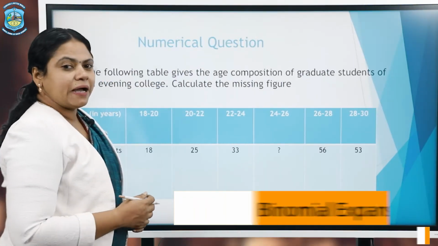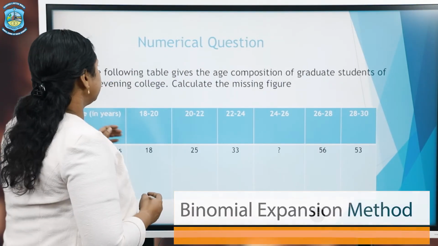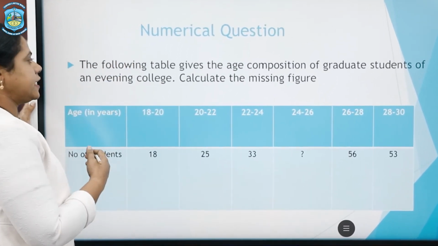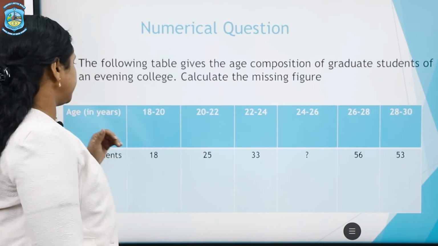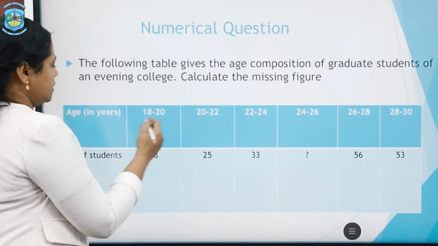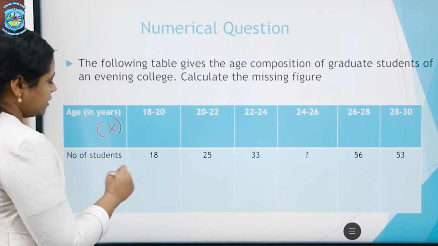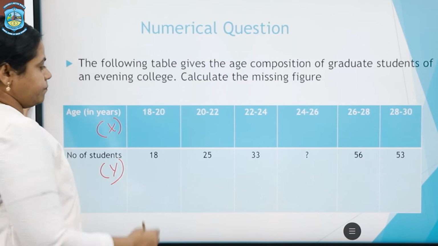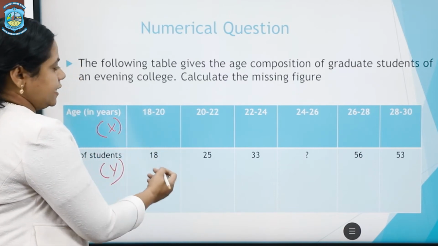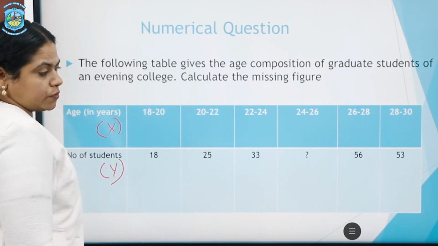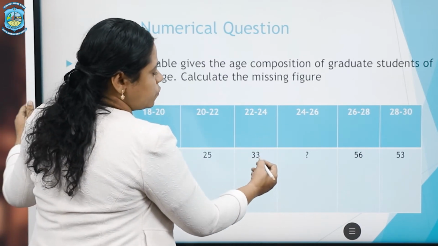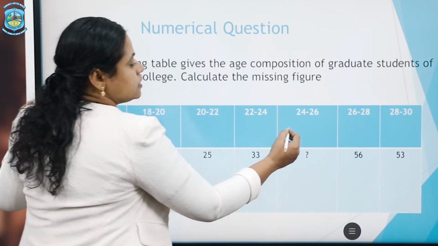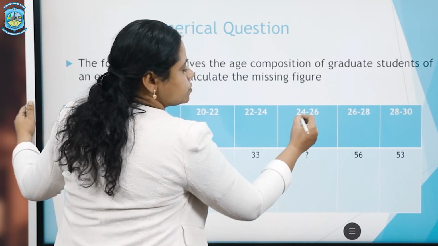Let's understand the binomial expansion method with this numerical question. The following table gives the age composition of graduate students of an evening college. Calculate the missing figure. So the age in years is given, this is taken as X, and the number of students is given, this is taken as Y. So 18 to 20, 18; 20 to 22, 25; 22 to 24, 33; 24 to 26 we have to find out. So the X to be interpolated is 24 to 26.